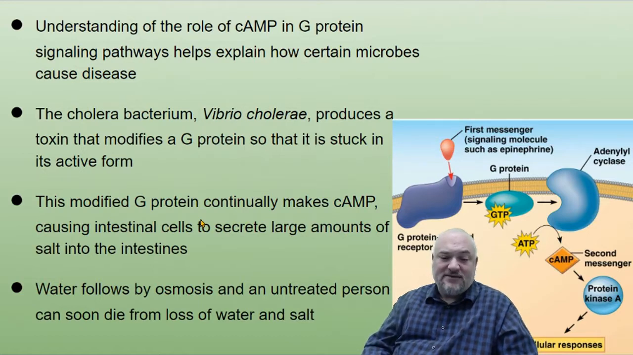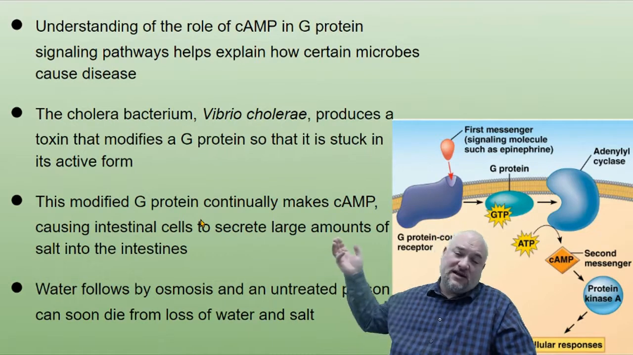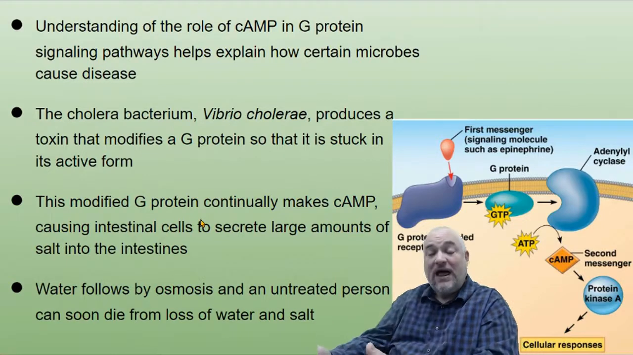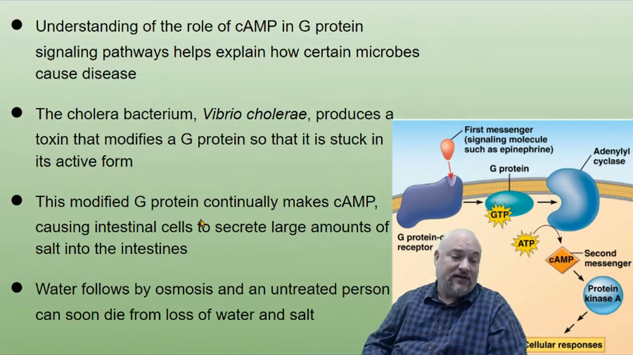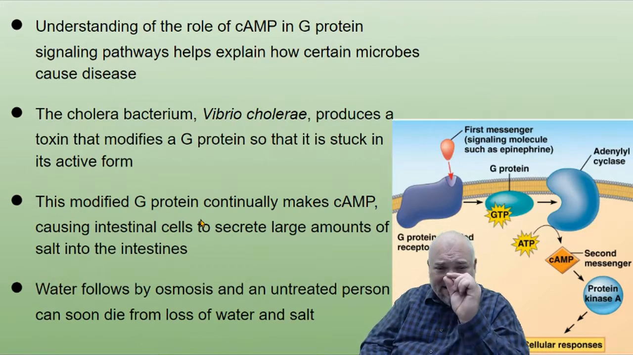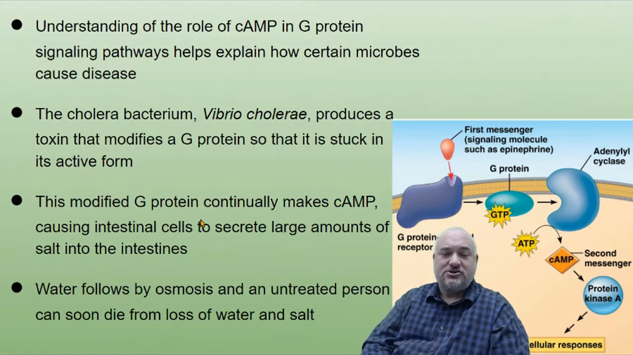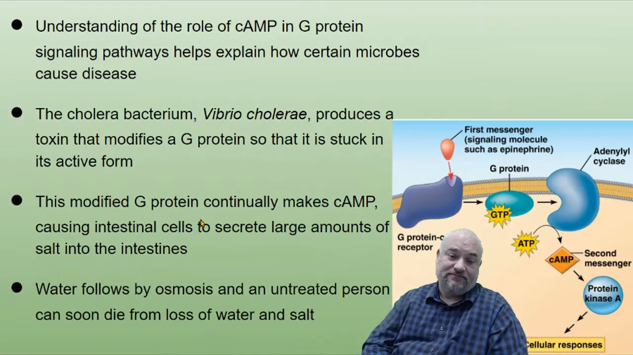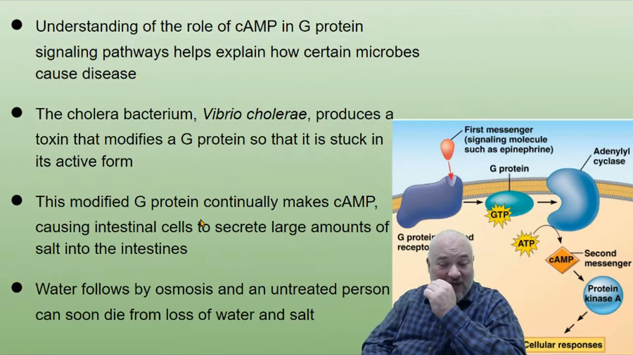When it does that, the intestinal cells secrete large amounts of salt into the intestines. A large amount of salt in the intestines means your water differential has changed. Water is going to get sucked out of the tissues and into the intestines, where you then poop it out and get dehydrated and can eventually die if you're not treated properly. So just that one little bitty change in the signaling pathway can have drastic downstream effects. No pun intended with the cholera, by the way. Can have drastic effects, though, going forward.